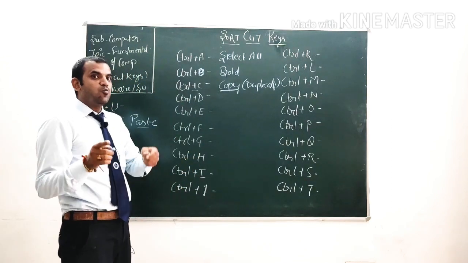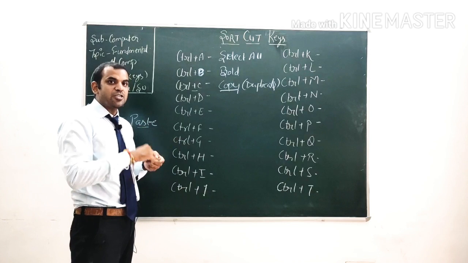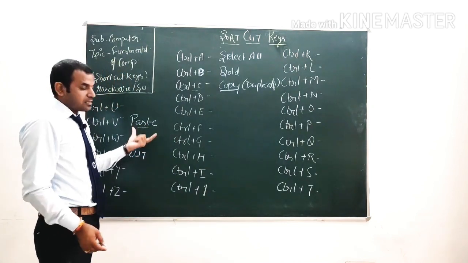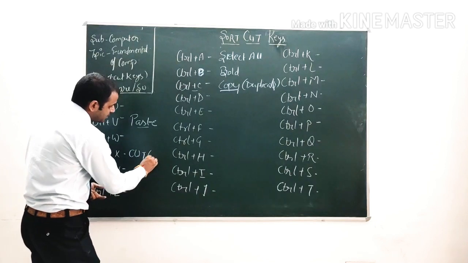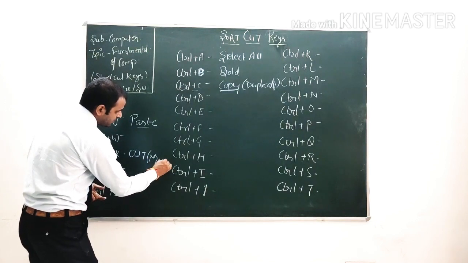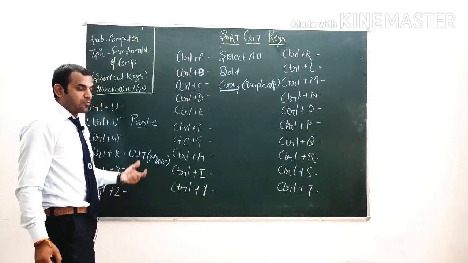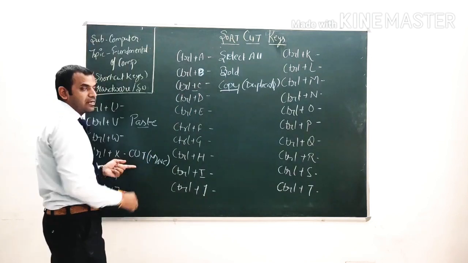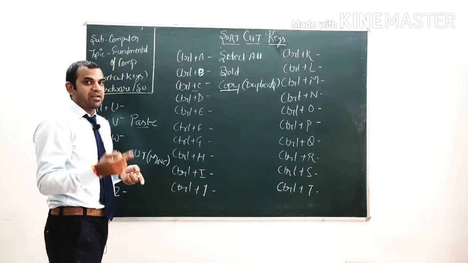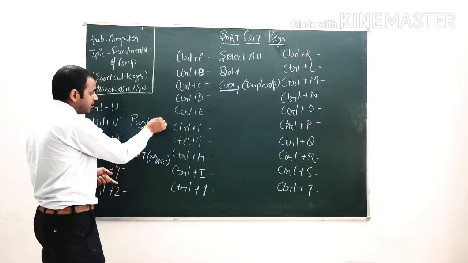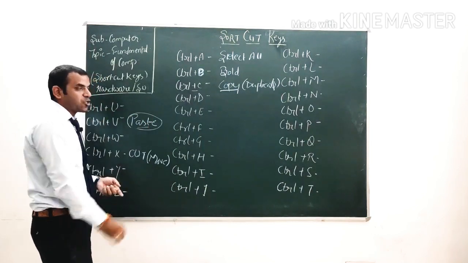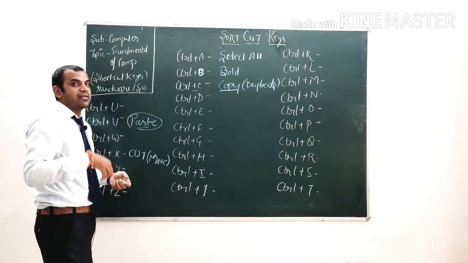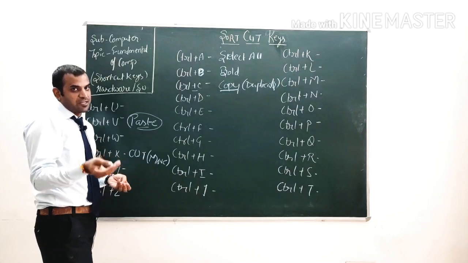But if you want to move a document from one location to another location, then you will use cut and paste. Firstly you have to cut. This is used for moving a document from one location to another location. In both cases, after copy and after cut, you have to use the shortcut key paste. Without this you cannot make another document or a new location document.